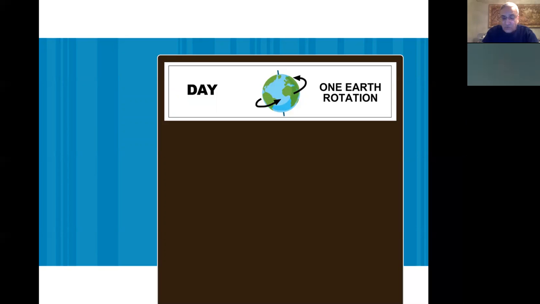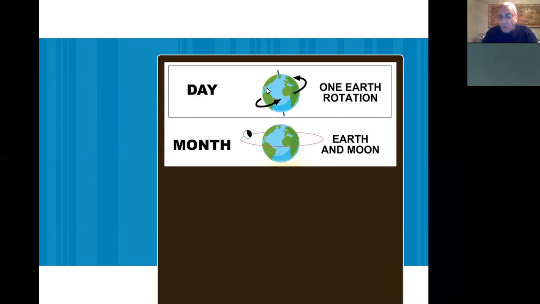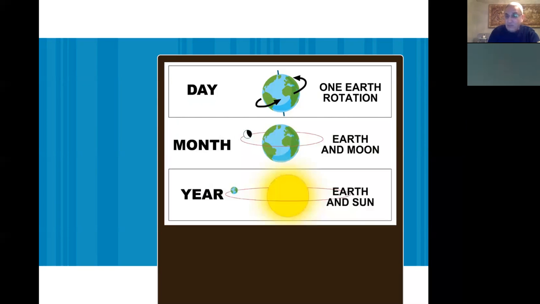Then, what is the month? The month is the moon rotating around the earth. The earth still rotates around itself to make a day, but what makes a month is the lunar month, the 28, 29 days. So the lunar month is the moon rotating around the earth. What makes a year? The earth rotates around the sun to make the year.